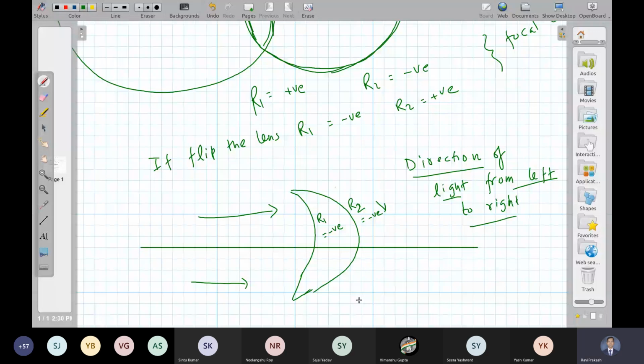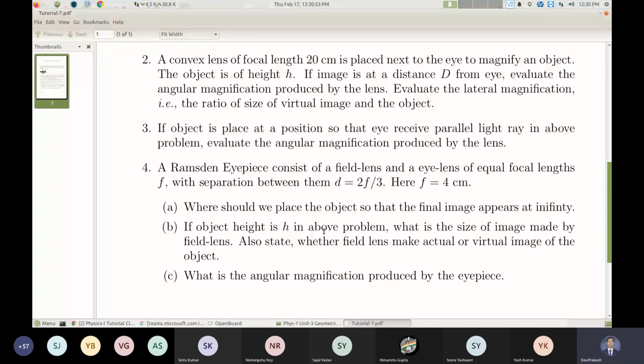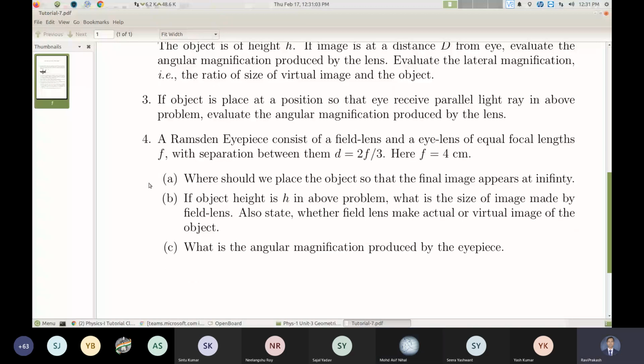So if this is the situation in problem number 1, what do I expect from you for the last problem? Has anyone done it? The last fourth? Yes, sir. The first part is done. Sir, where should we place the object so that the final image appears at infinity? Sir, let me, okay, we will discuss this now.